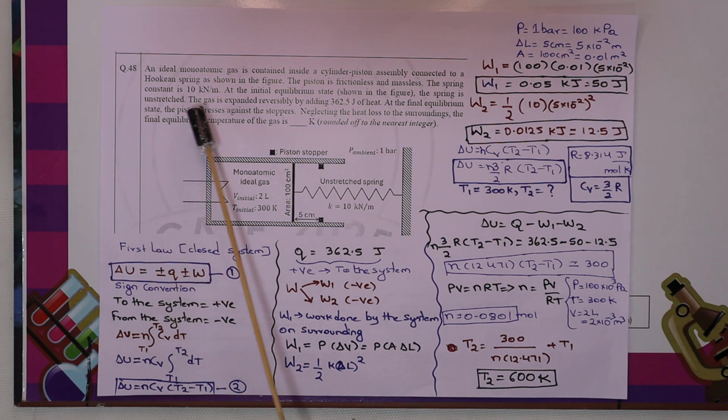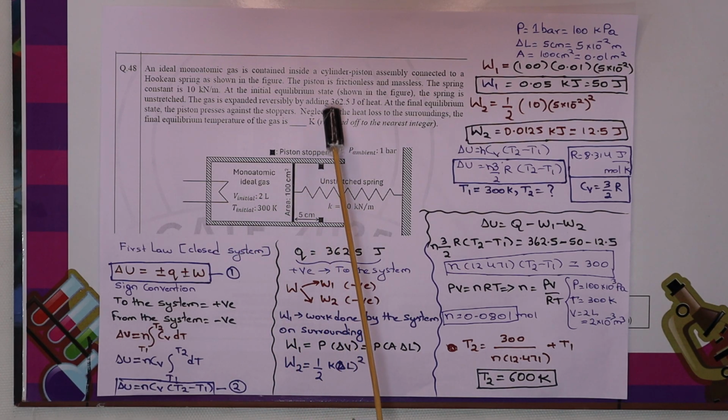An ideal monoatomic gas is contained in a cylinder-piston assembly connected to a Hookean spring. You can see this is connected to a spring, and this is the system containing monoatomic gas, having a piston. The piston is frictionless and massless. That means he is talking about the ideal process. The spring constant is 10 kilonewton per meter. At the initial equilibrium state, that means before expansion of the cylinder, the spring is unstretched, that means the spring is in this particular position, right?